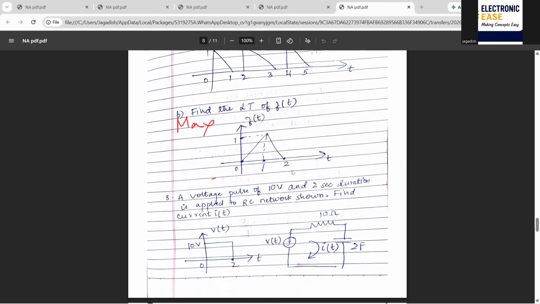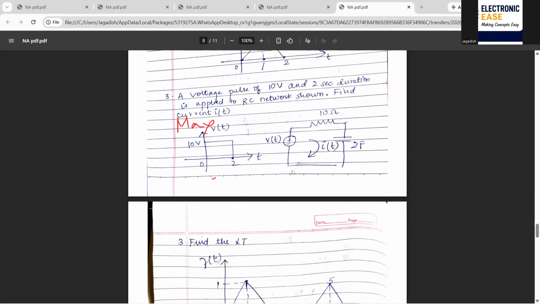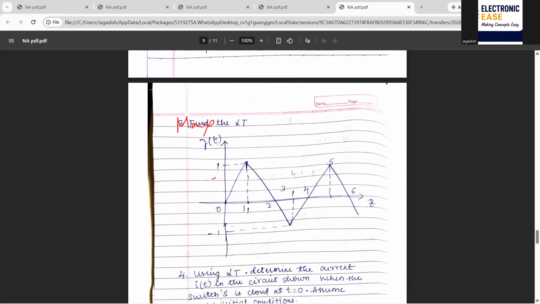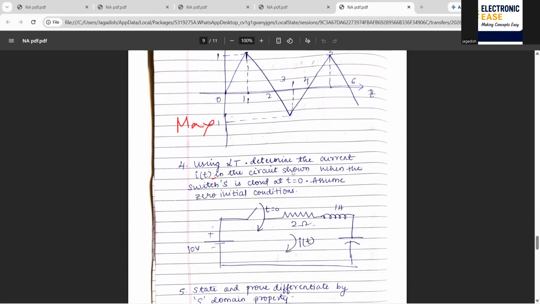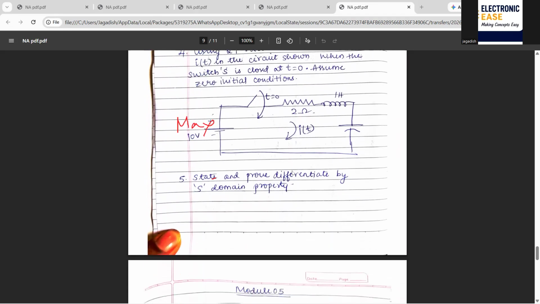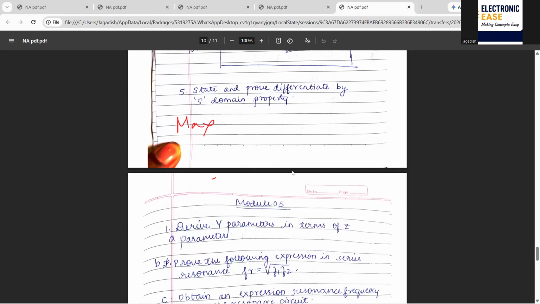So next we will be solving the voltage pulse of 10 volt and a 2-second duration. So RC network, find the current i of t using the Laplace transform. This is also the same. Find the Laplace transform of the periodic function. So using the Laplace transform, determine the current i of t in the circuit shown, when the switch is closed at t is equal to 0, assume the zero initial condition. State and prove the differentiation in S domain property.